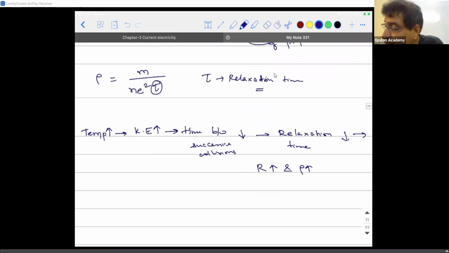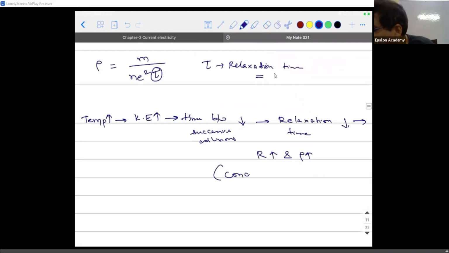Okay, and this is going to happen only for materials called conductors, and on an atomic level we have already defined that conductors are nothing but metals, right? So all this resistance increasing and resistivity increasing is only going to happen for conductors.